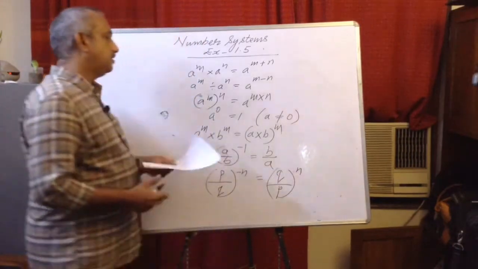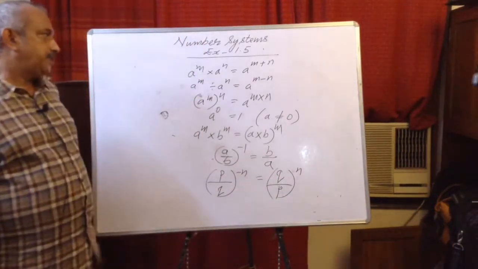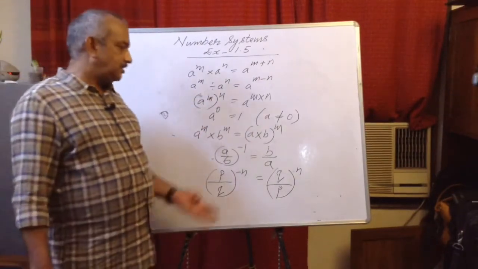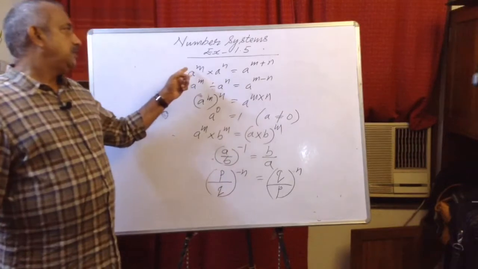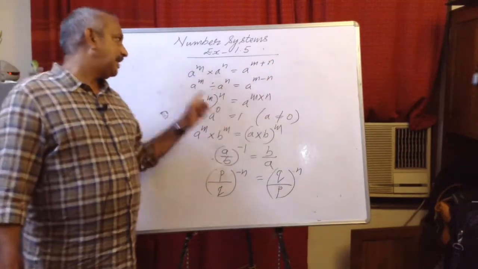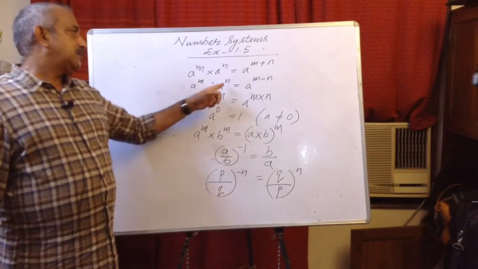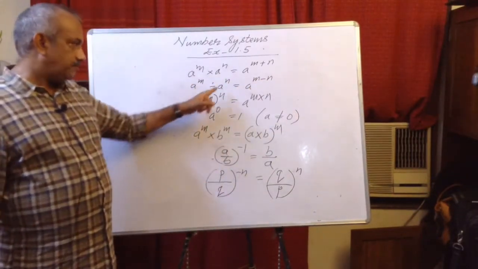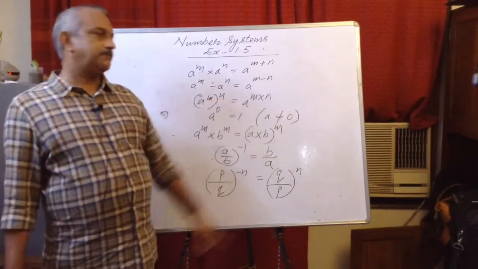So these are the few laws of exponents we'll be using. Only one or two will be using in this exercise. It is very simple only. See, if the bases are the same and operation is multiplication, powers will get added. If bases are the same, operation is division, powers will get subtracted. If power of power is taken, powers will get multiplied.